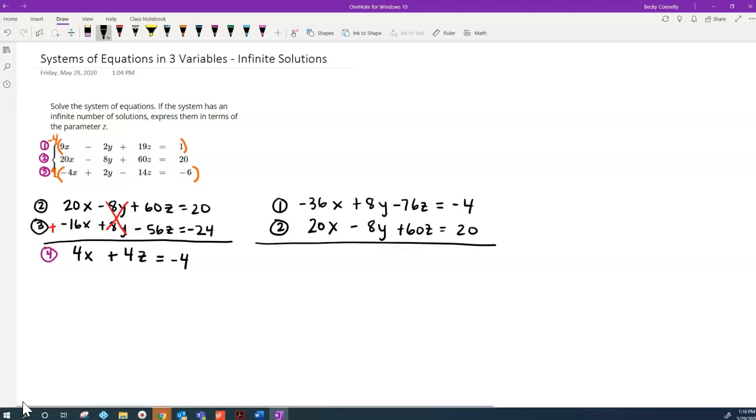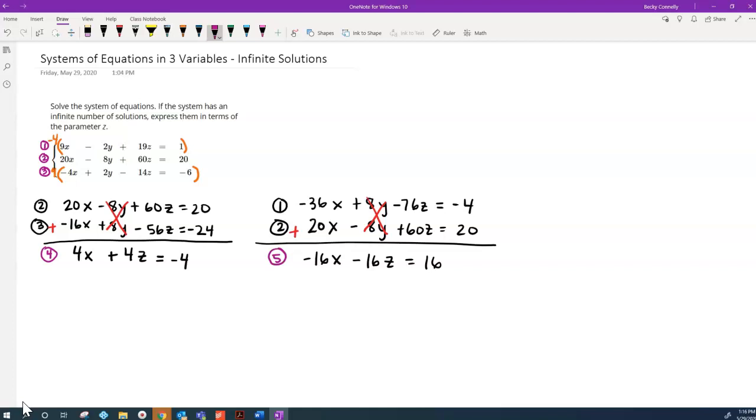Now, when I add these together, again, I see that my y's eliminate, which is what I wanted to have happen. I want to eliminate the same ones I did over here. And I'm left with -16x minus 16z equals a positive 16. Again, I made a new equation here just so it's easier to talk about which equation I mean.